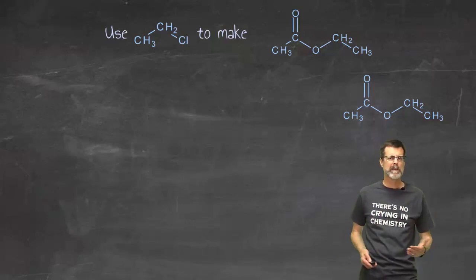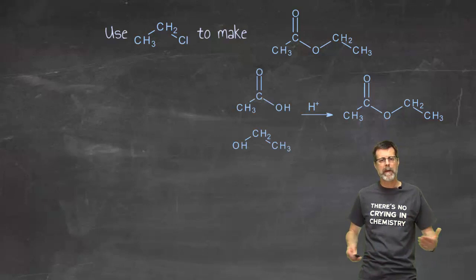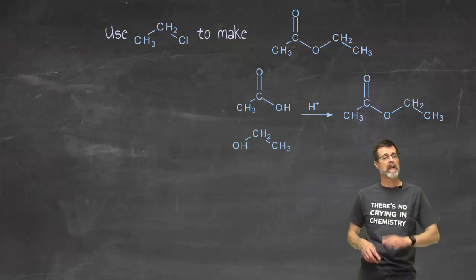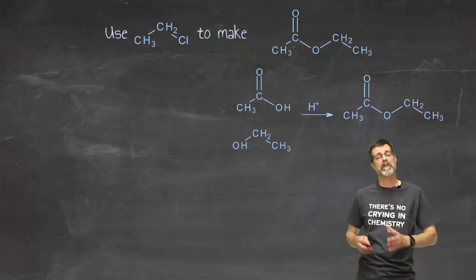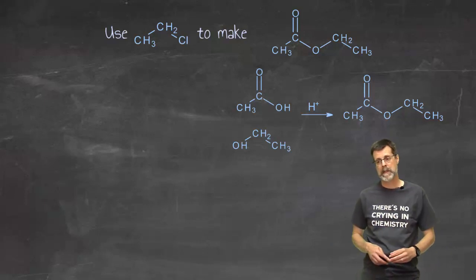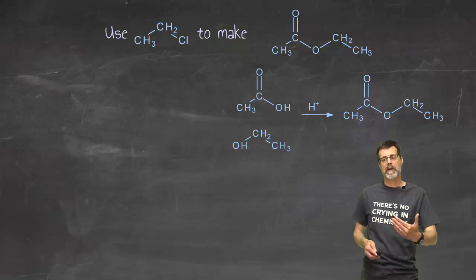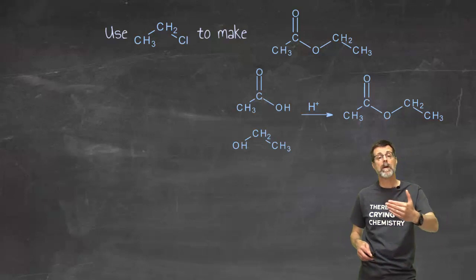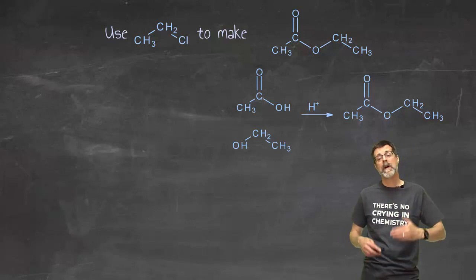Now, we haven't really talked about it probably at this point, but the way I make an ester is I start with a carboxylic acid and I start with an alcohol. And again, the details of that aren't important right now. What's important right now is understanding the thought process. Well, if I'm going to start with a carboxylic acid and an alcohol, which is fine, that's not the starting material that I have.